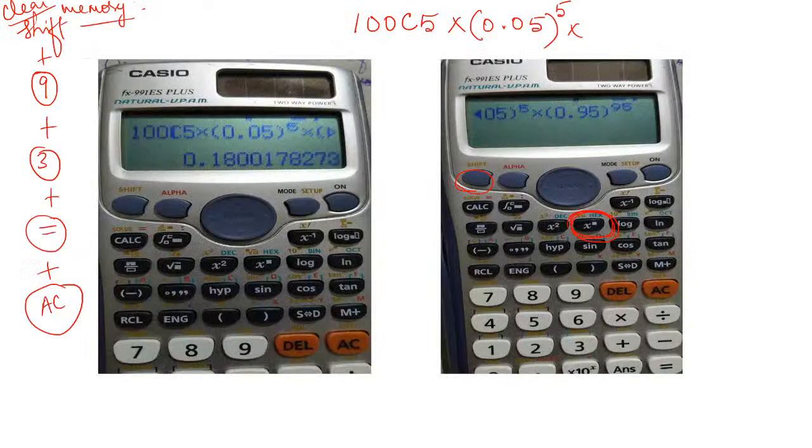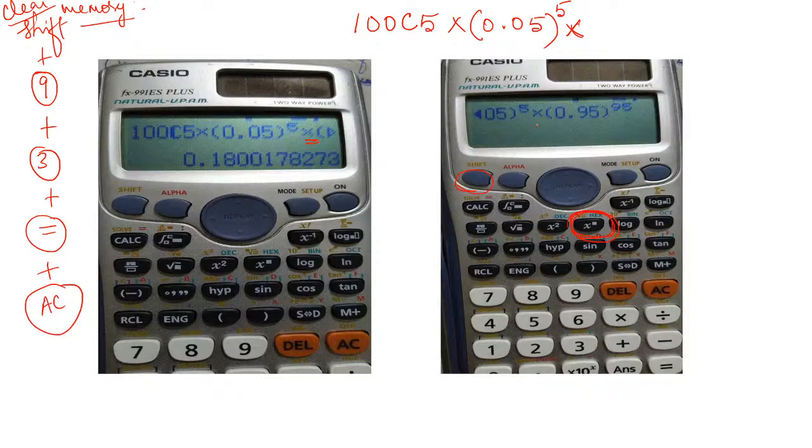Understood? Yes. Okay, ma. Yes, very good. Now 0.05, the whole power 5 is left there, no? So into, now into. Please be careful, this should not be along with 5, it should be down. Okay.